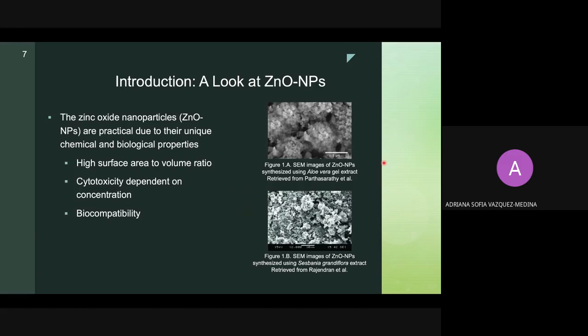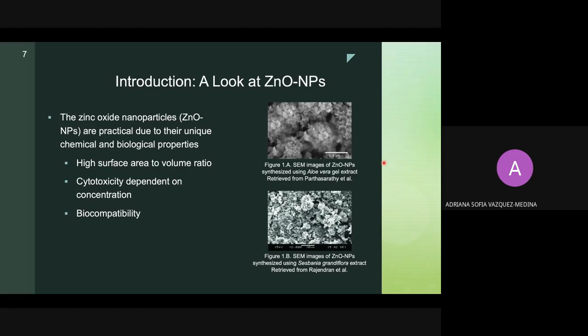Particularly, this group of researchers were exploring a way to synthesize the zinc oxide nanoparticles because in recent years, plant extracts like aloe vera, for example, have been used and they have been effective. In this case, the nanoparticle they wanted to synthesize were the zinc oxide nanoparticles, which are reported to be practical due to their unique chemical and biological properties, including high surface area to volume ratio, which is essential if we want a greater active site, like to immobilize, be it enzymes, proteins, etc.